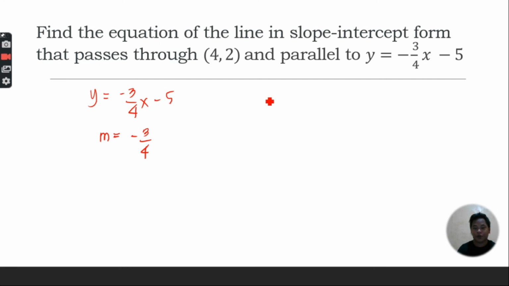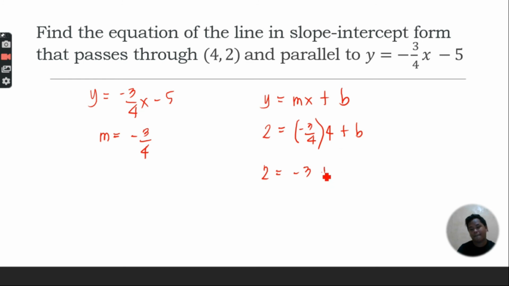So, using the slope, we can now find the equation. Using the slope-intercept form, y is equal to mx plus b, and using the point (4, 2), we can find b, using also the value of the slope. So we have 2 for y. m is equal to negative 3 over 4 times 4 for x plus b. So 2 is equal to negative 3/4 times 4, which is negative 3, plus b.